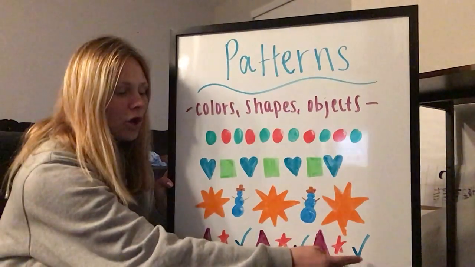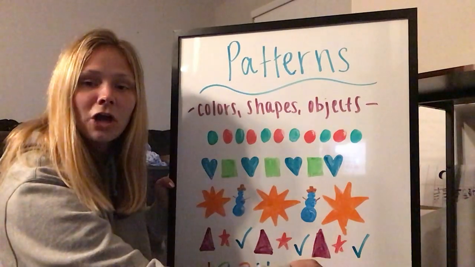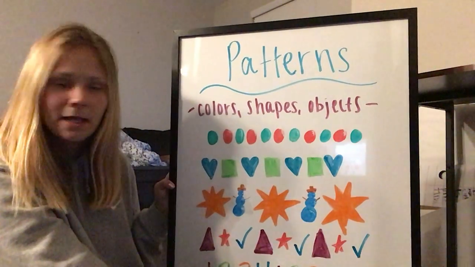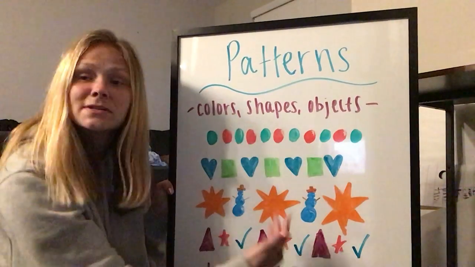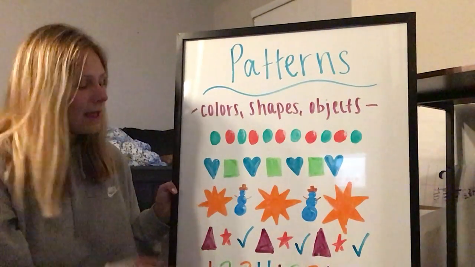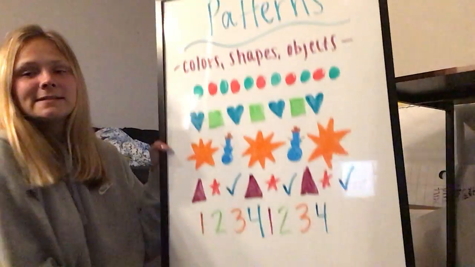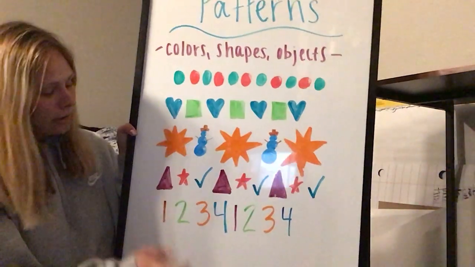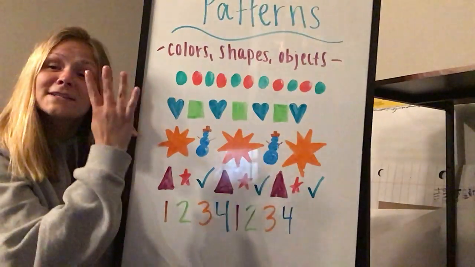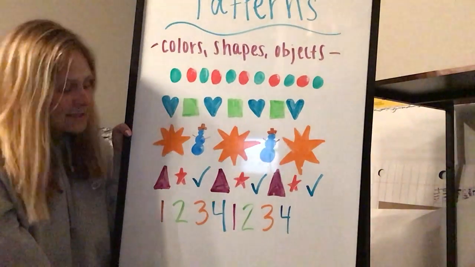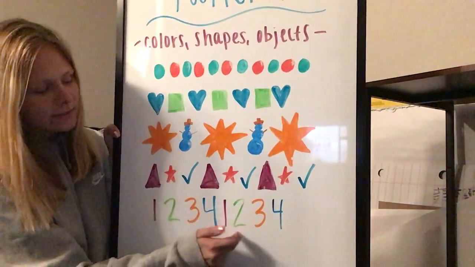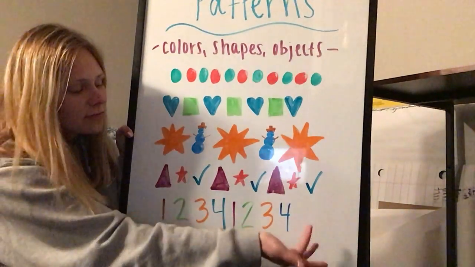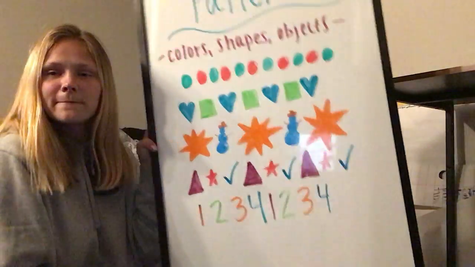I'm still in the same exact order. So if I wanted to keep my pattern going and draw something after that check mark, what would it be? It would be a triangle because I'm starting it over again. Now, I'll lift this up so we can see, but our patterns can even be numbers. I could go 1, 2, 3, 4. That's four numbers, that's four objects. 1, 2, 3, 4, 1, 2, 3, 4. And if I wanted to keep that pattern going, I would just write 1, 2, 3, 4 right after it.